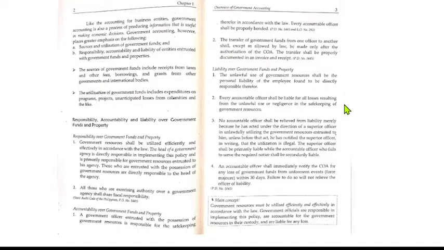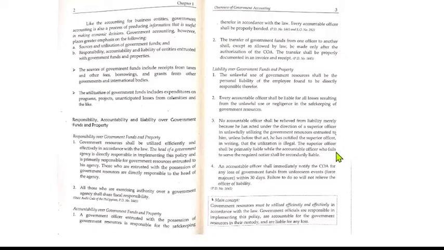Siniset natin yung restrictions and limits. Okay, pinapakita na natin yung mga general rules on accountability of properties kasi normally yan naman talaga ang naka-indicate on the financial statements, more of receivables and liability accounts. So no accountable officer shall be relieved from liability merely because he has acted under the discretion of a superior officer in lawful utilizing the government resources entrusted to him, unless he has been notified the superior officer in writing that the utilization is illegal.